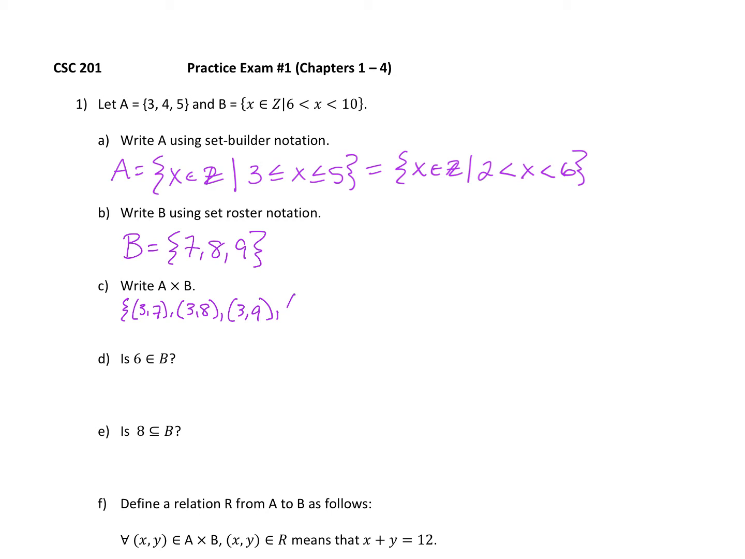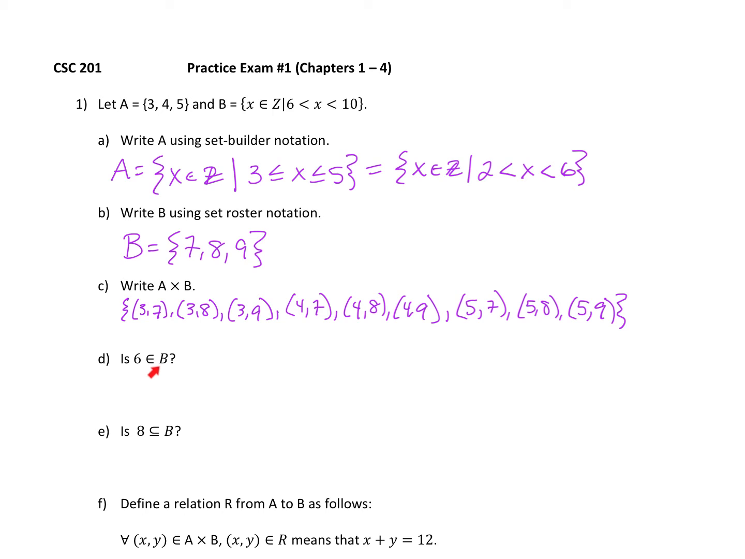And then we move to 4 and we say, well, 4, 7, 4, 8, and 4, 9. That's all the ways you can pair 4 with an element from B. And then 5. So we could have 5, 7, 5, 8, and 5, 9. So that is all the ways that you can pair an element from A with an element from B. So that's A cross B.